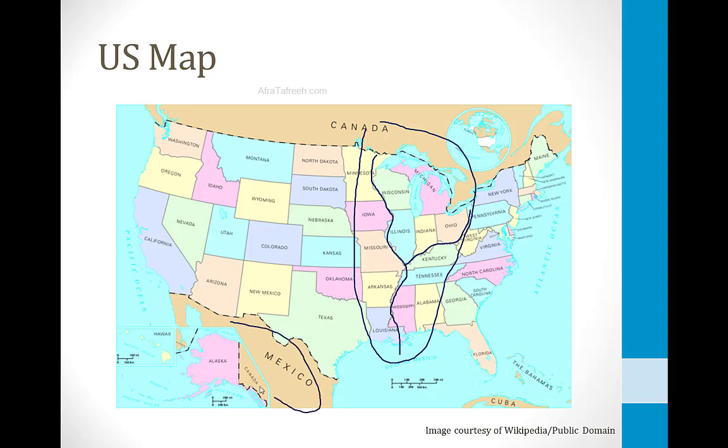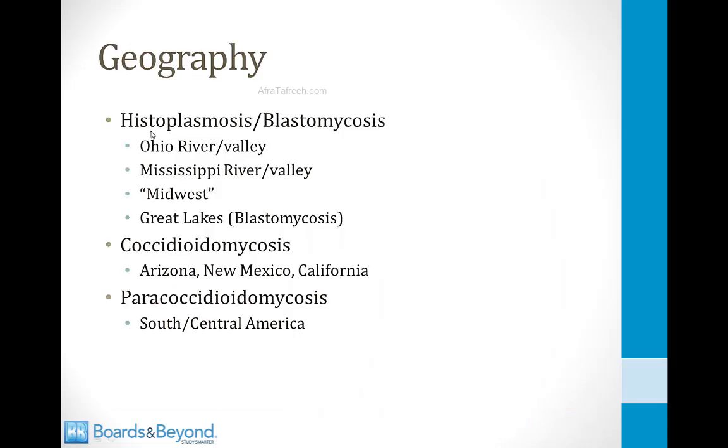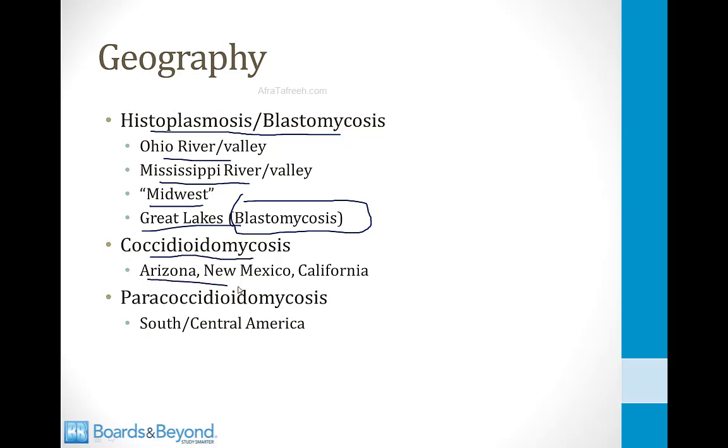Coccidiomycosis is a disease from Mexico, so if you can just remember that, it's easy to know the states where you're going to find it in the U.S. It's going to be in California and Arizona and New Mexico and all the states that are down here close to Mexico. So in question stems for histoplasmosis or blastomycosis, you'll often see the words Ohio River Valley, Mississippi River Valley, the Midwest, or sometimes the Great Lakes, especially for blastomycosis. For coccidiomycosis, they're usually going to name one of these three states, Arizona, New Mexico, or California. And then, as I said before, paracoccidiomycosis doesn't occur in the U.S. It occurs in South and Central America.